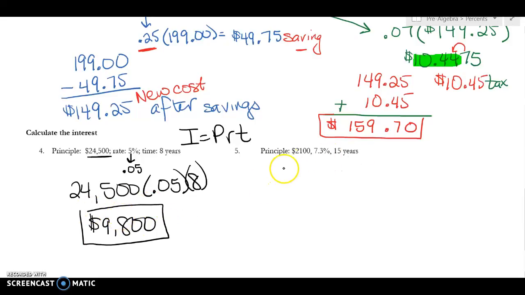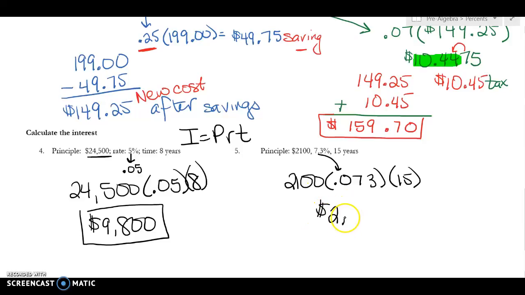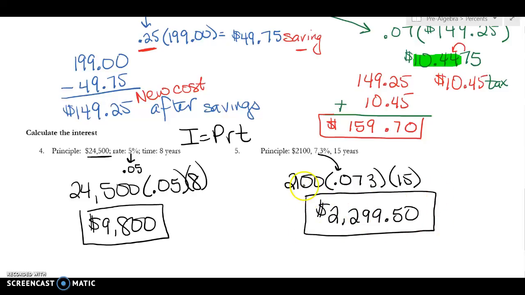Okay. Over here, same thing. This is my principal, so I have 2,100. 7.3, that's going to be 0.073, and then times 15. So now I just times that in my calculator. And this time, after 15 years, I will have $2,299.50. So interest is not that hard of a formula. It's just remembering to multiply and that it's P, R, and then T.